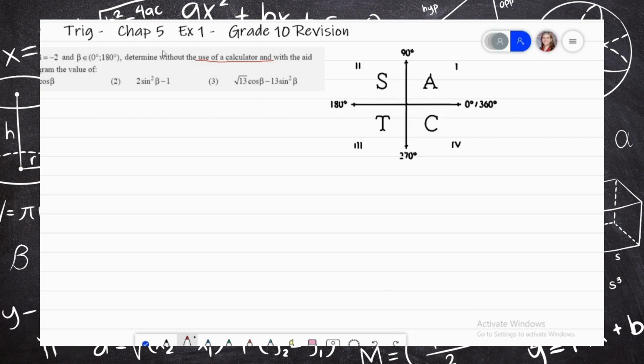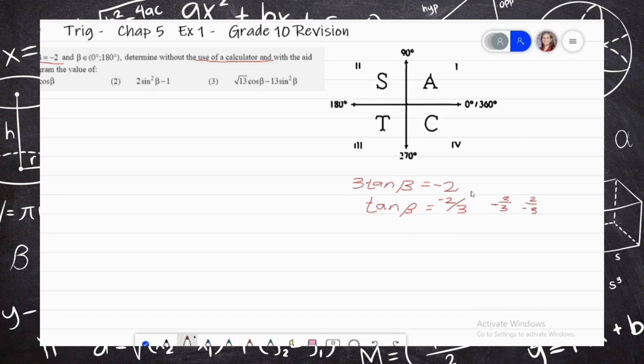First of all, we need to figure out how my diagram is going to look. So we start by saying 3 tan beta equals -2, which means tan beta will equal -2 over 3. It's either -2 over 3, or we can write it as 2 over -3. I'll show you now why this is important.